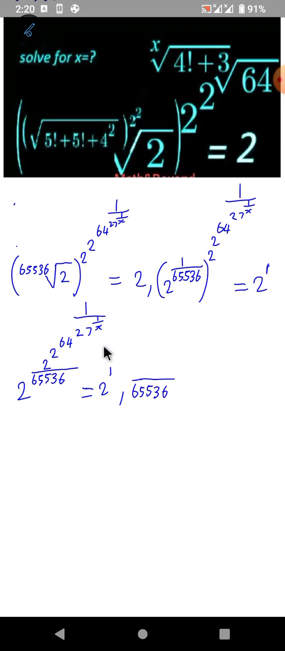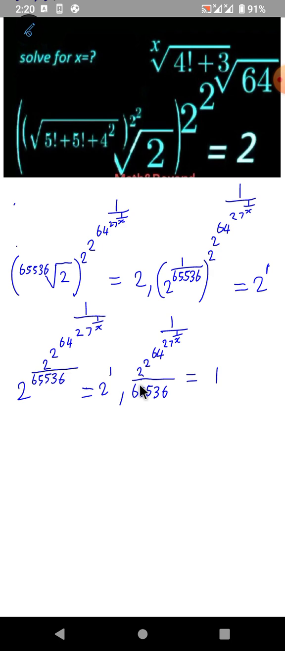Then this, now I'm going to write this as 2 raised to the power of 2 raised to the power of 64 raised to the power of 1 over 27 raised to the power 1 all over x, all equal to this one here, since we are equating the power. Then my next step now will be to cross multiply. This 65536 is going to multiply this one here.